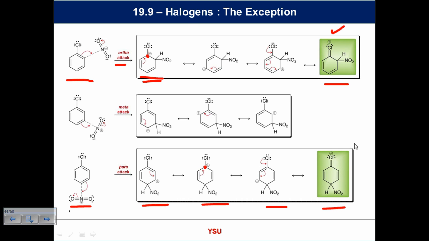So in both the ortho and the para situations, you get this extra resonance structure. And that extra resonance structure benefits the system. You don't get that in the meta situation.